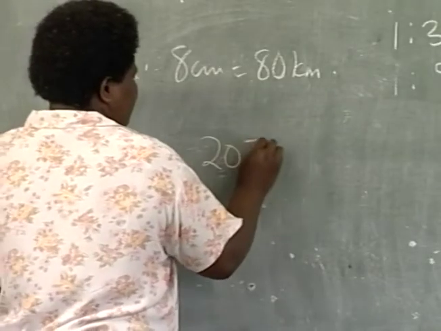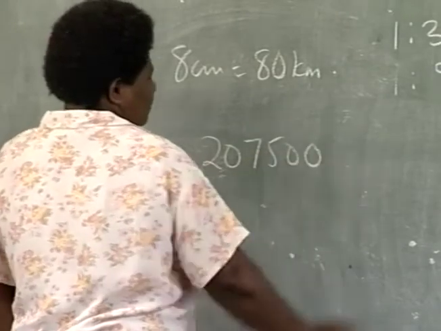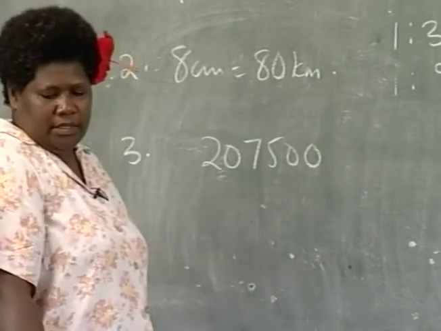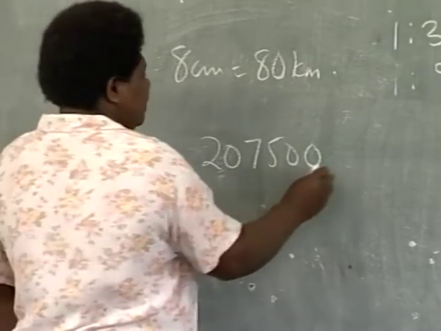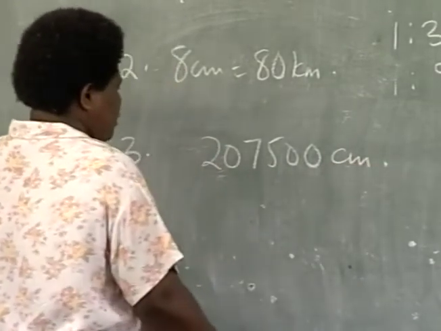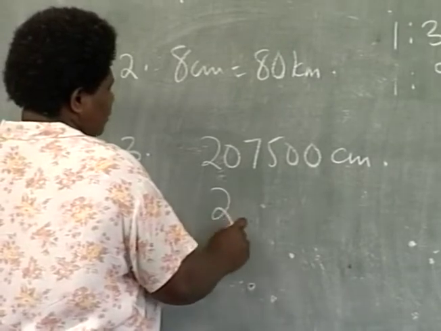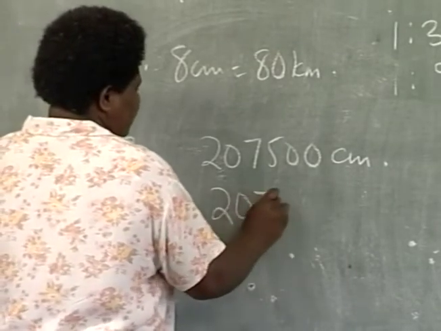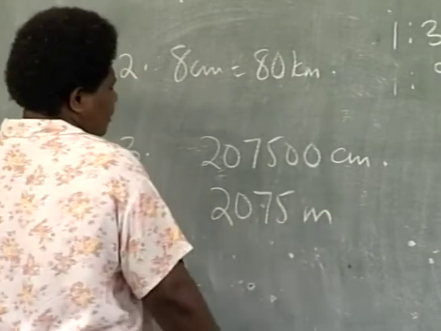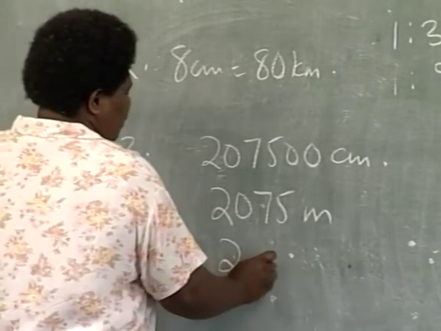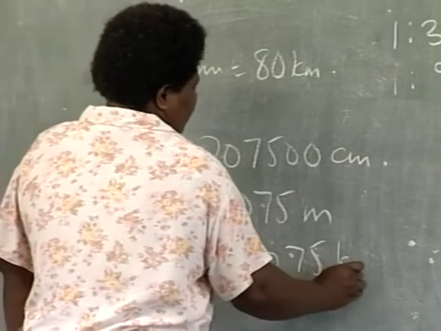207,500. 207,500 what? Meters, centimeters, kilometers? Centimeters. Centimeters, which is 2,075 meters, which is 2.075 kilometers.